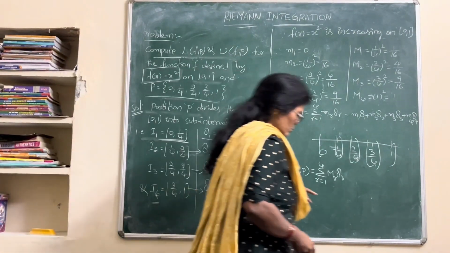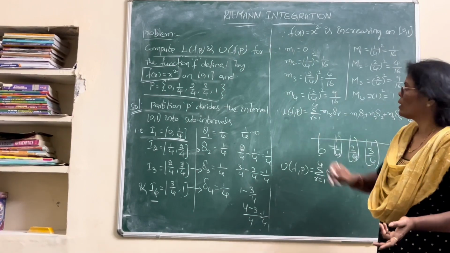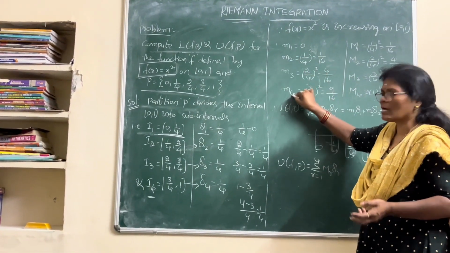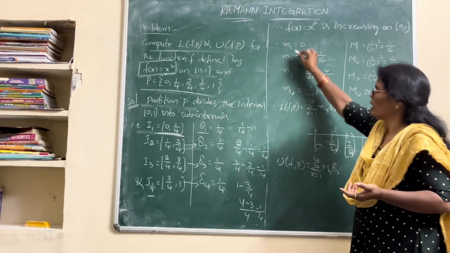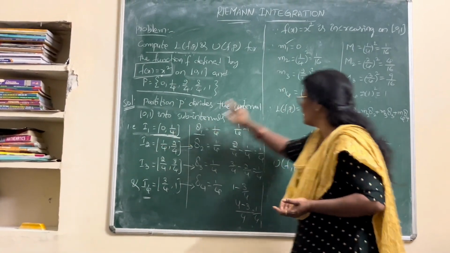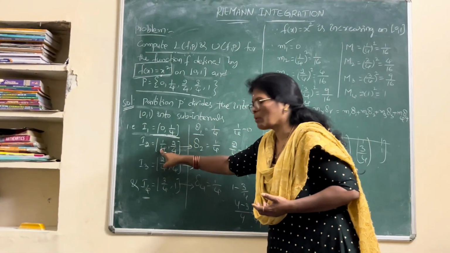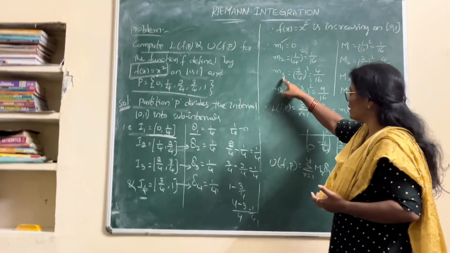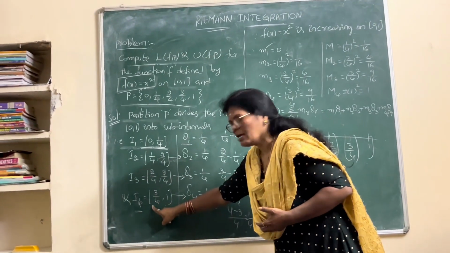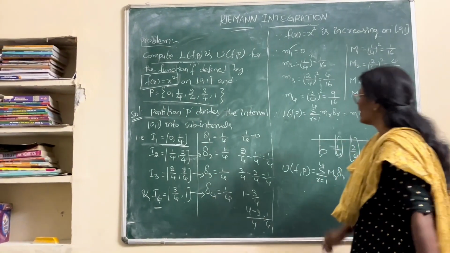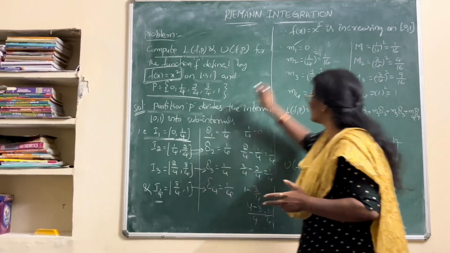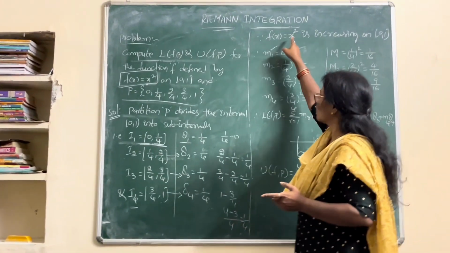Now we'll take the infimum and supremum. Small m1, small m2, m3, m4 are the infimums. Small m1 is the infimum on the first sub-interval, m2 is the infimum on the second interval, m3 on I3, and m4 on I4. Here the infimum is nothing but the least value.